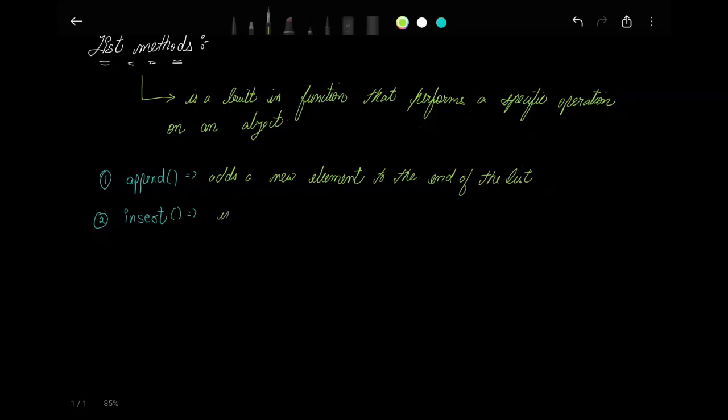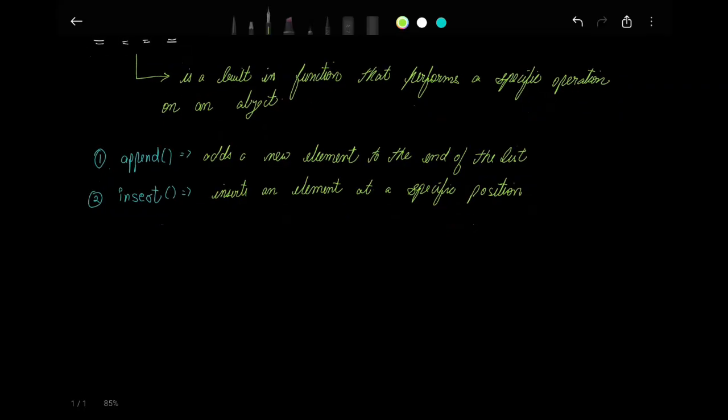Insert inserts an element at a specific position. Instead of adding at the end, we place the new element at a chosen position. The remaining elements shift one place to the right.